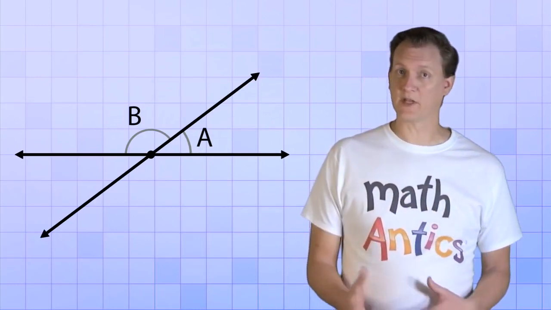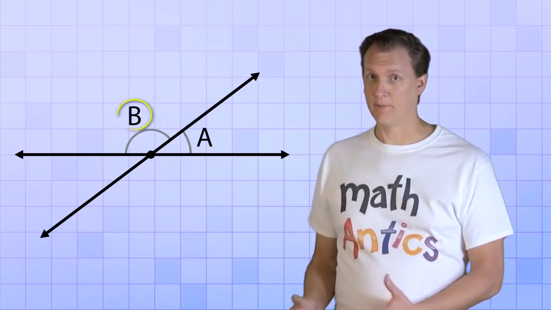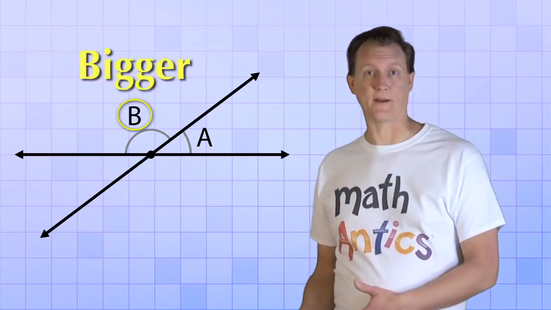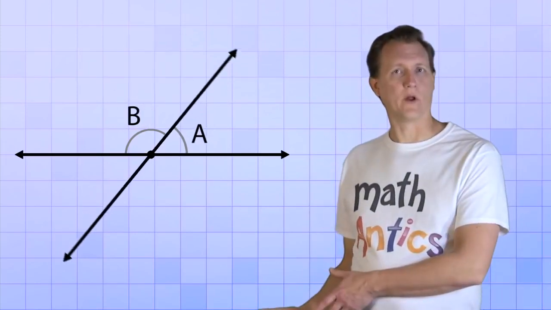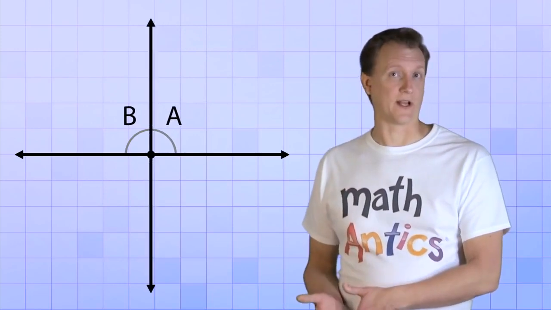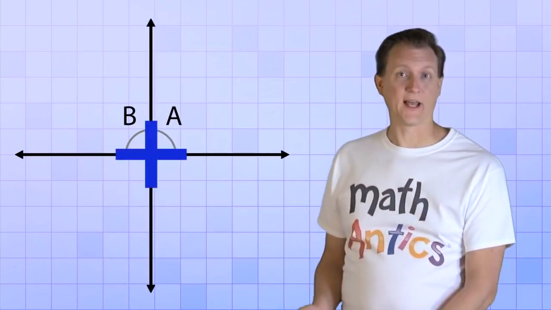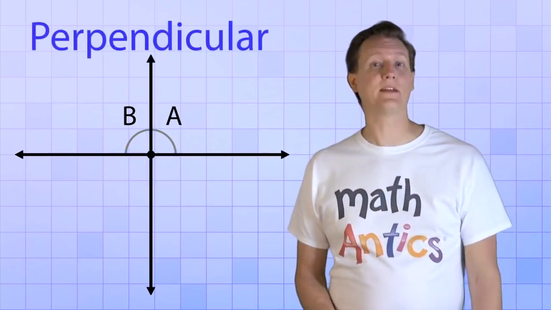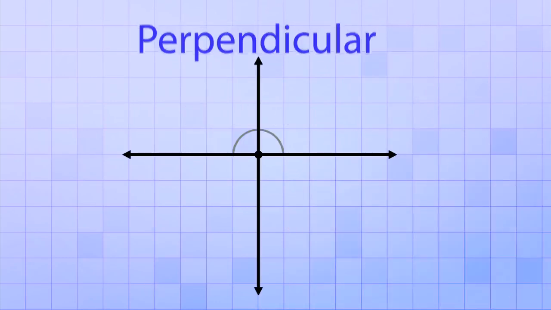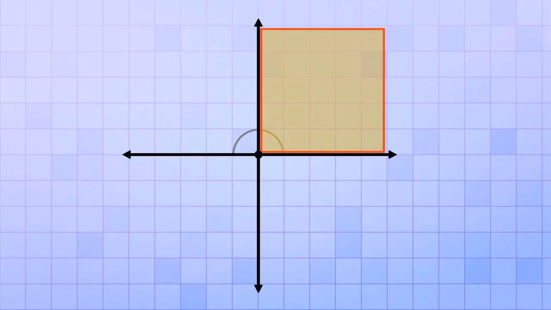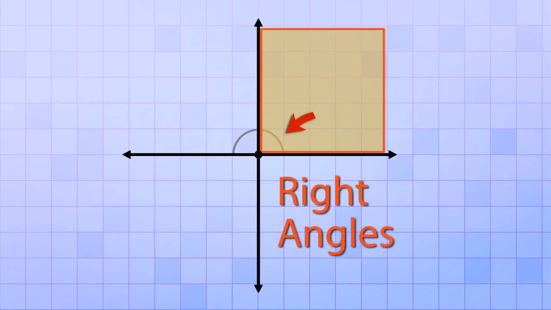And you might notice that those angles aren't the same size. B seems to be bigger than A. But what if we rotate one of our lines until the angles do look like they're the same size? Now our angles look kind of like a plus sign. Lines arranged like this are called perpendicular. Perpendicular lines are lines that form square corners when they intersect. And these square corner angles have a special name in geometry because they're really important. We call them right angles.